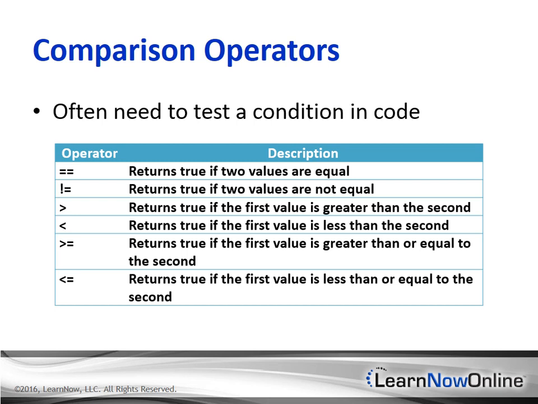Bang equal, or not equal, returns true if two values are not equal. Greater than returns true if the first value is greater than the second. Less than returns true if the first value is less than the second. Greater than or equal returns true if the first value is greater than or equal to the second. And less than or equal returns true if the first value is less than or equal to the second. So very simple and straightforward kind of logical operations.